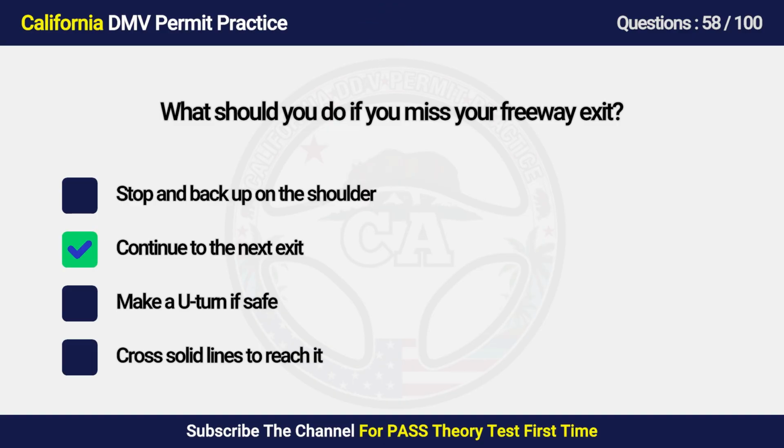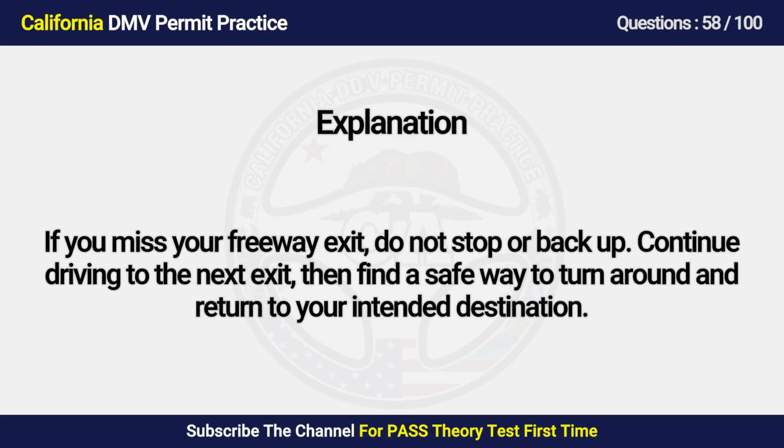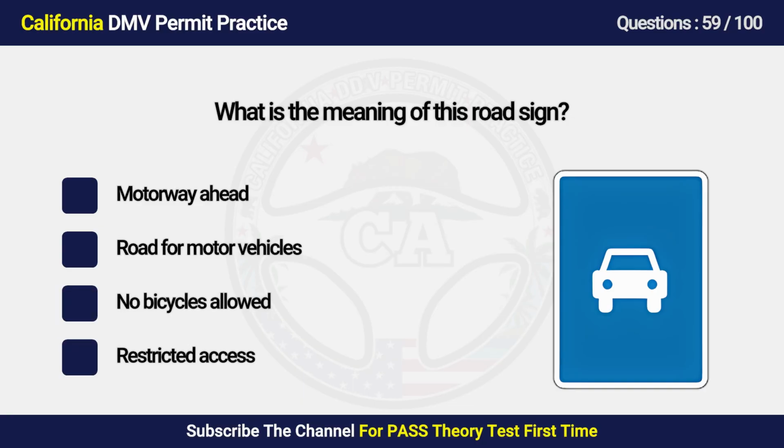Answer is B. Continue to the next exit. If you miss your freeway exit, do not stop or back up. Continue driving to the next exit, then find a safe way to turn around and return to your intended destination. Question 59. What is the meaning of this road sign?